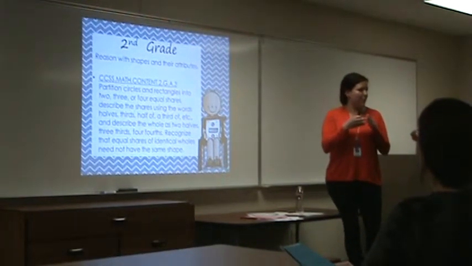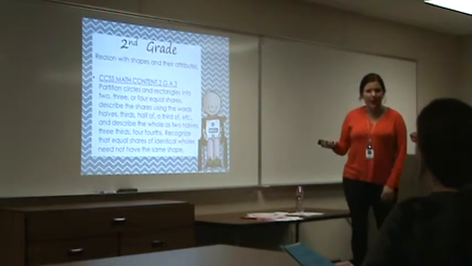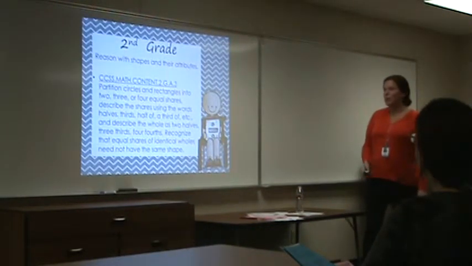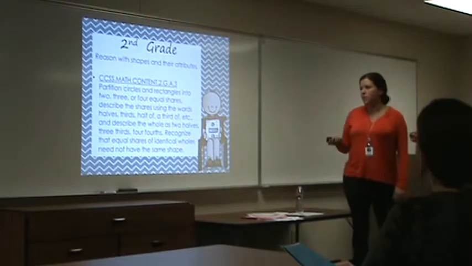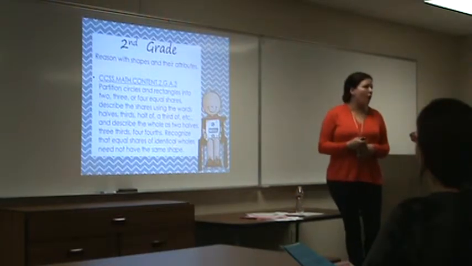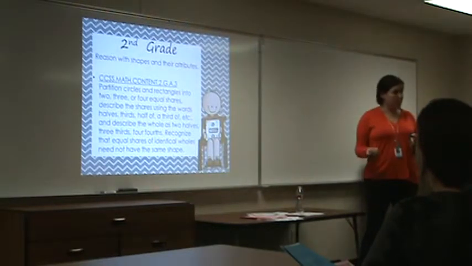So, half of a circle, half of a pizza, and then if a pizza is cut into 8 slices, those are your eighths. Just really reinforcing the fact that they are equal, okay? So that the pieces or that the shares are equal. So that's something important. Any questions about the second grade one?